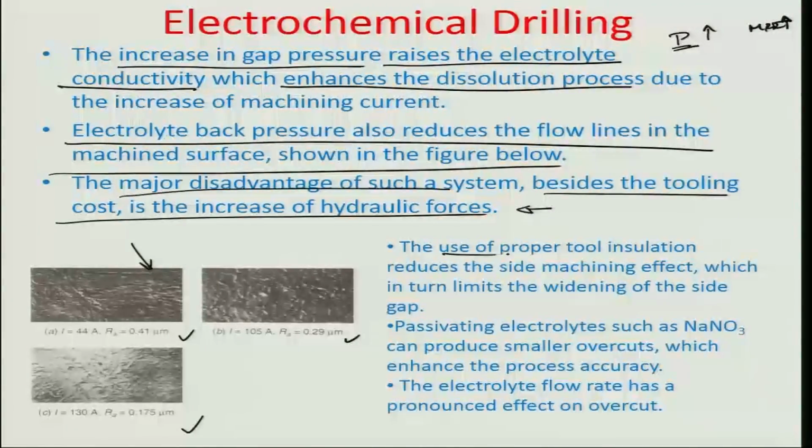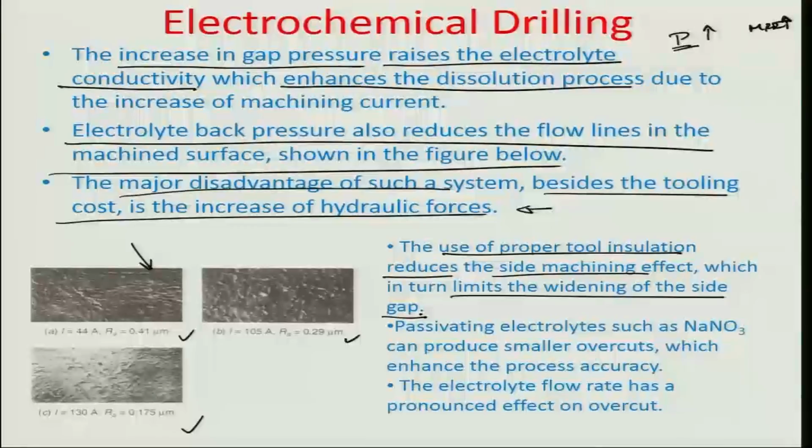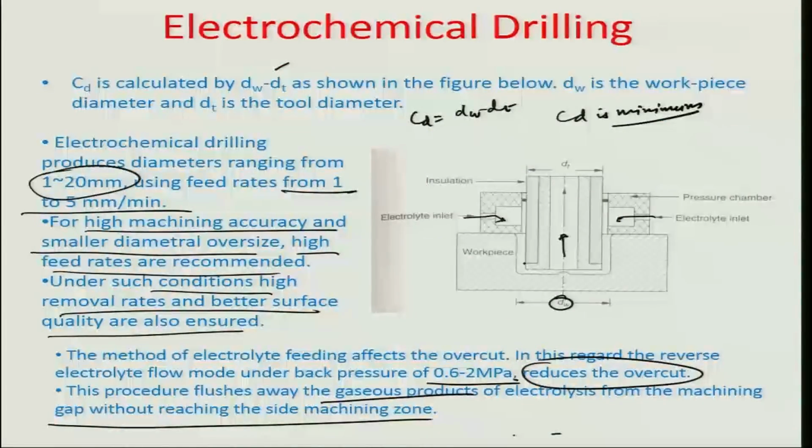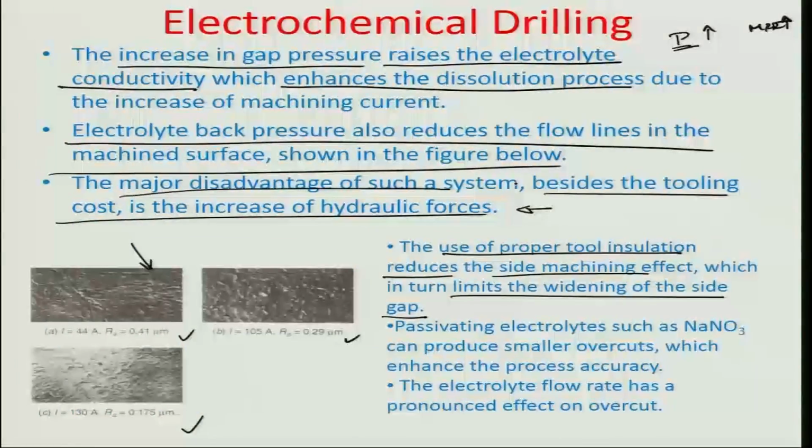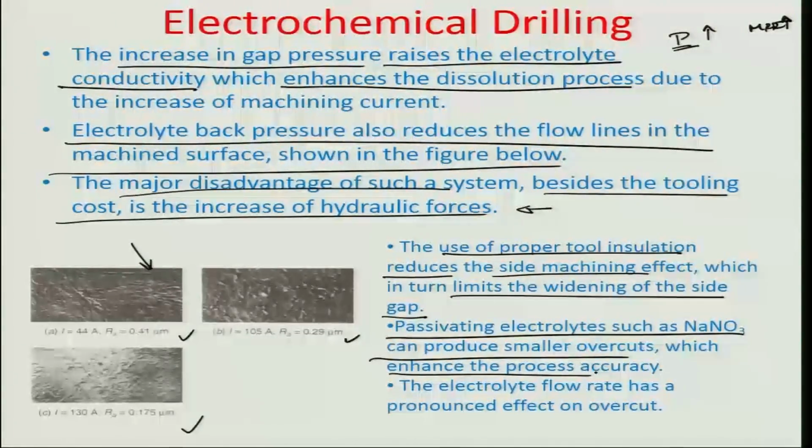Further, the use of proper tool insulation reduces the side machining effects, which in turn would limit the widening of the gap at least over and above the working zone. There is at least a major portion of the tool which is covered or insulated. I think I had given this illustration here. The insulation starts somewhere here in this particular region, and below it is still the tool material. So it helps to some extent in reducing the overall taper which may otherwise be obtained if there were no insulation. And as such, passivating electrolytes such as sodium nitrate can produce small overcuts which enhance the process accuracy.